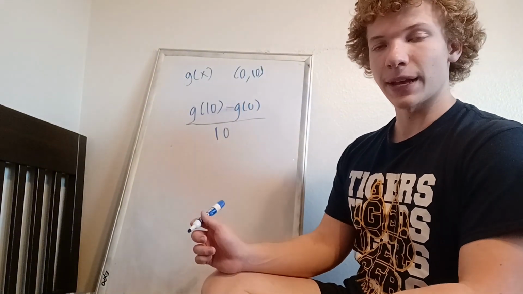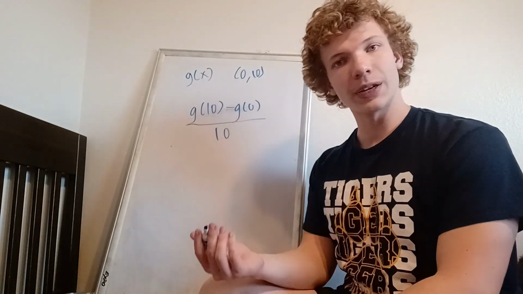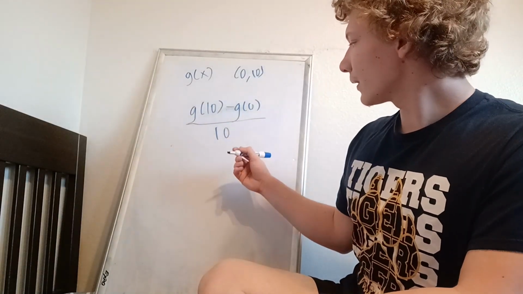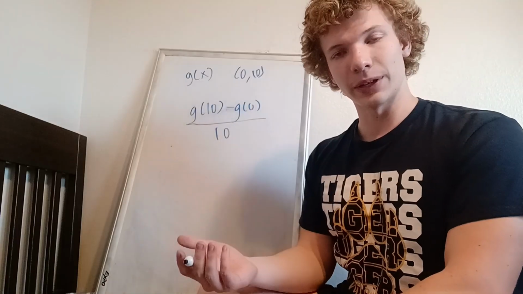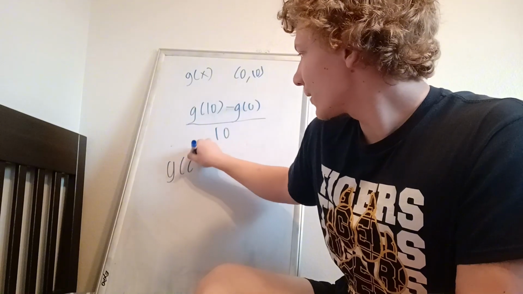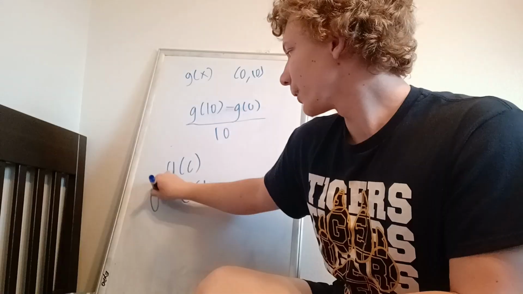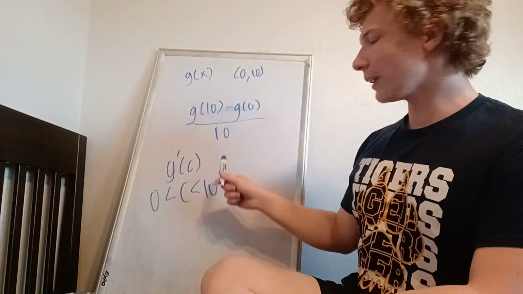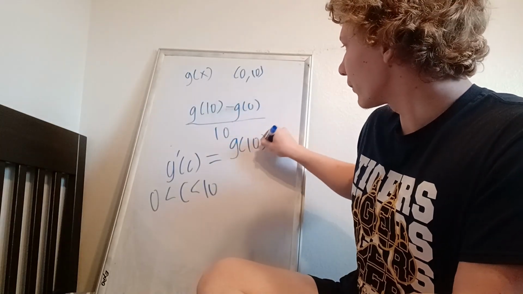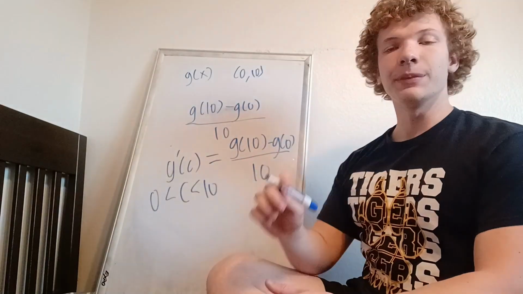The theorem states that there must be some point on the interval where the velocity or rate of change of the function is exactly equal to this value. Basically saying that as long as the function is differentiable and continuous, then there will be some value c, where c is between 10 and 0, where the derivative evaluated at c will equal this average value. And that's the mean value theorem.